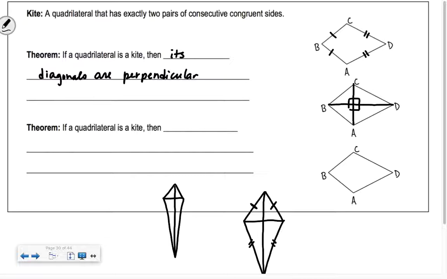All right, if a quadrilateral is a kite, then, what else do we think is true? Let's think about some angles. We definitely have the 90 degrees in the middle. Do we think that these angles are the same? Does it look like they're the same? I don't think it does. I think one looks bigger than the other. Do you guys see that?